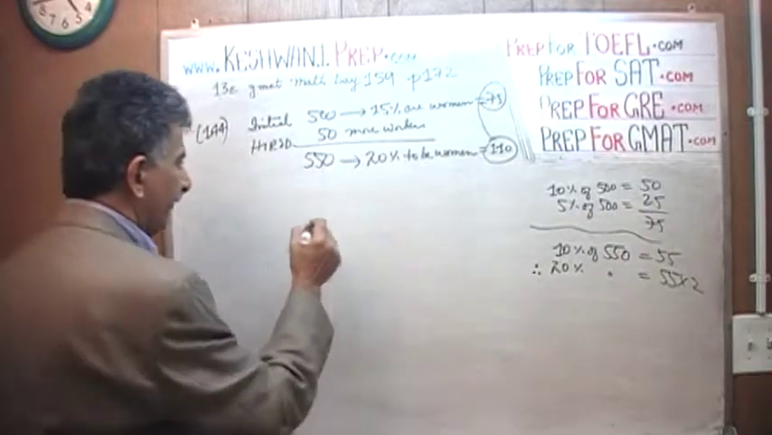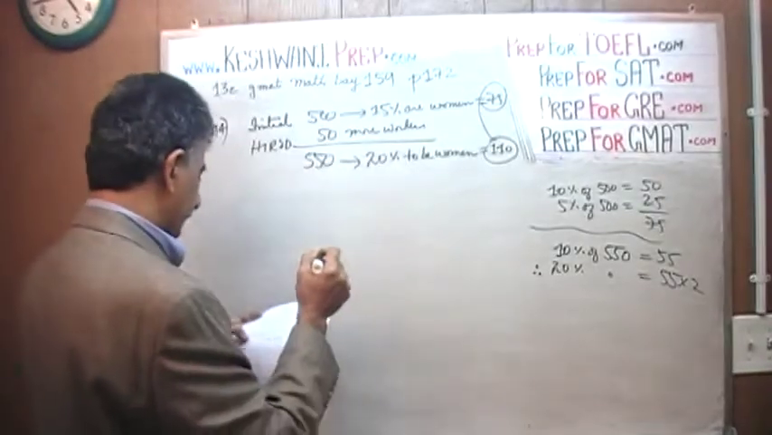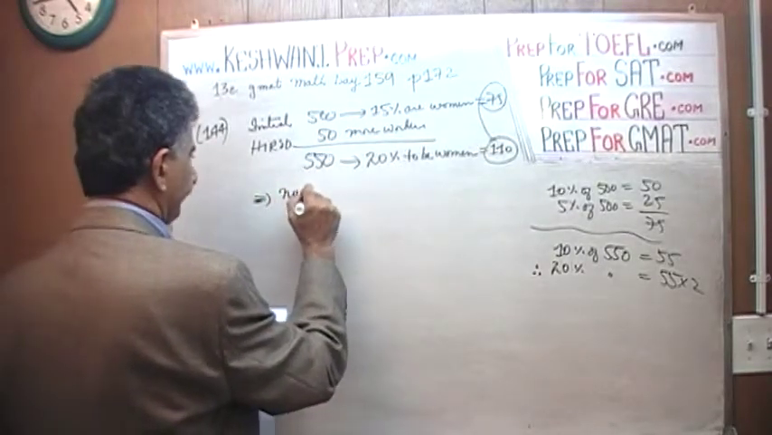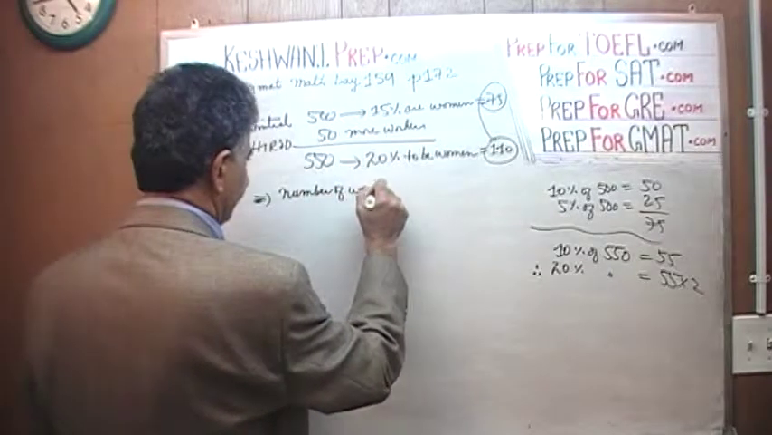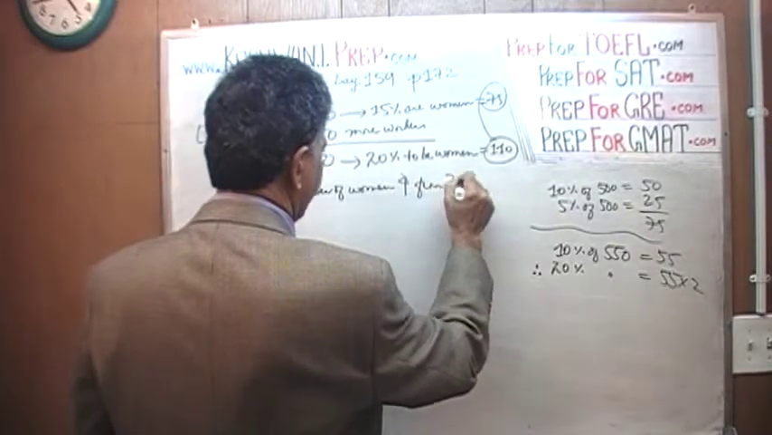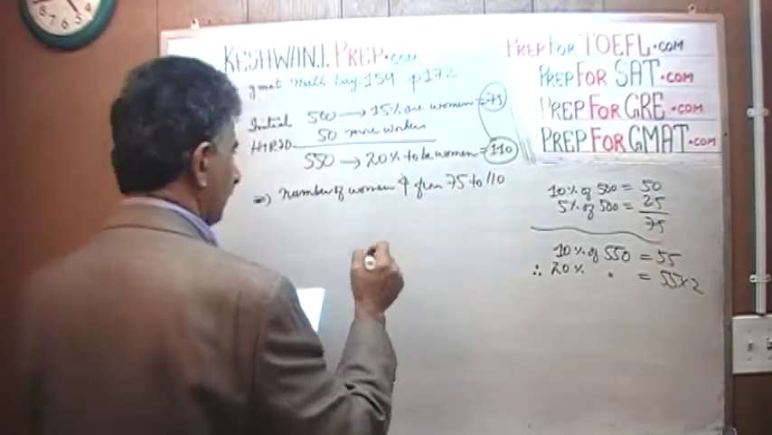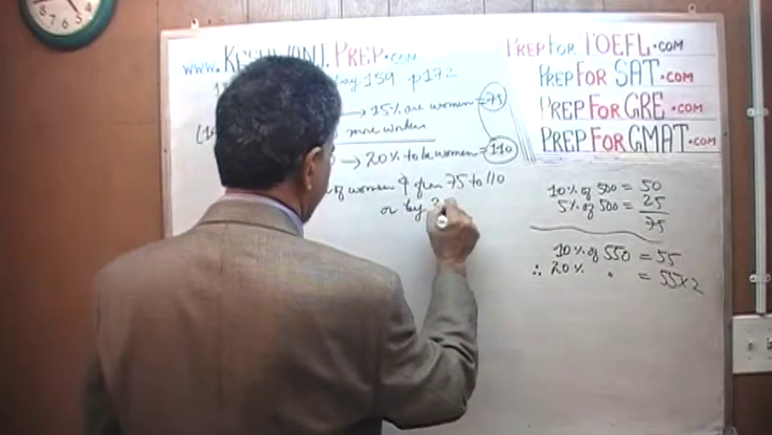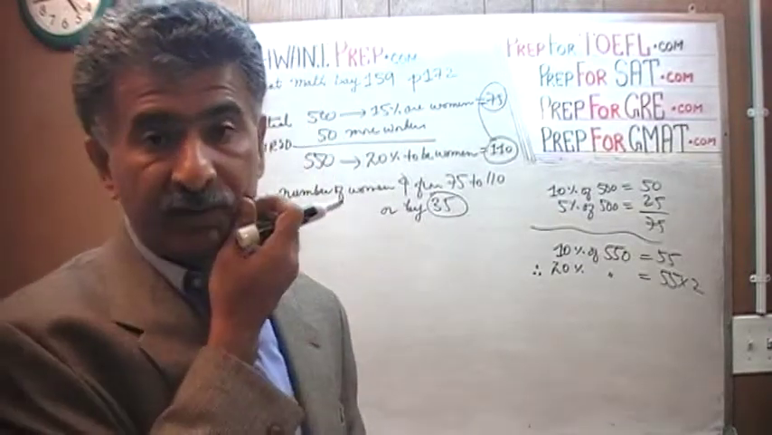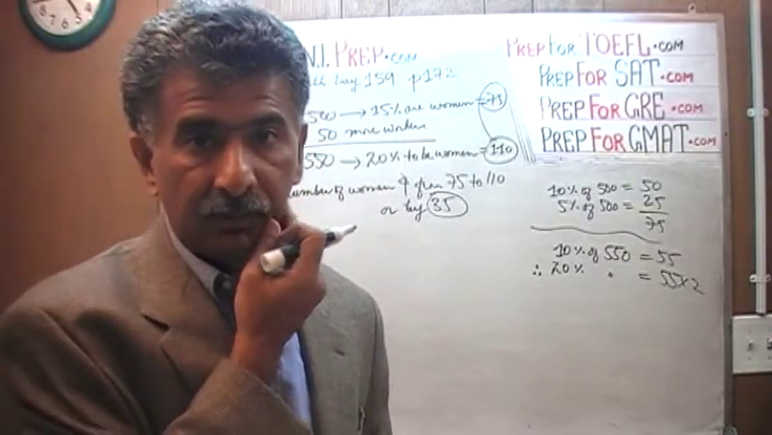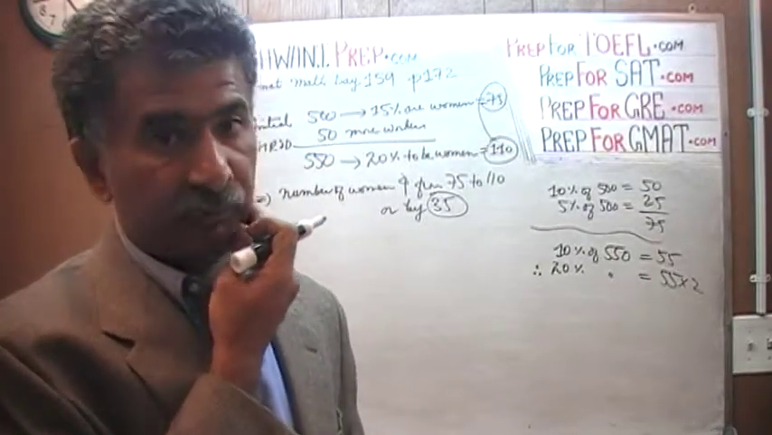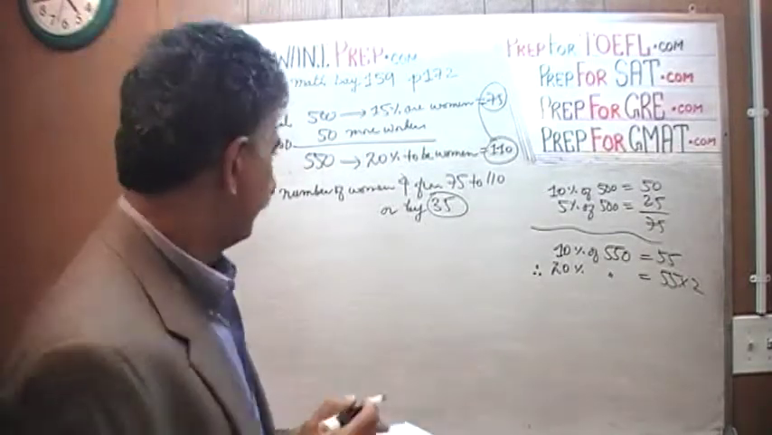In the beginning we had 75 women, at the end we have 110 women, which implies that the number of women has gone up from 75 to 110, or by 35. That's it. In other words, 35 of the newly hired 50 workers were women. The new batch of workers that they hired was predominantly women. Answer is E.